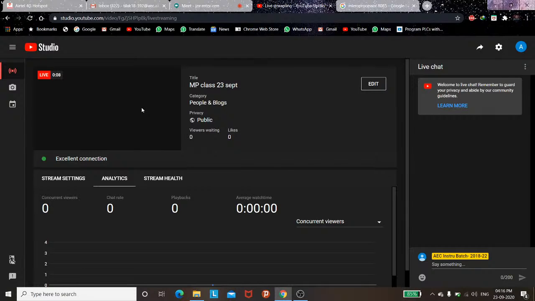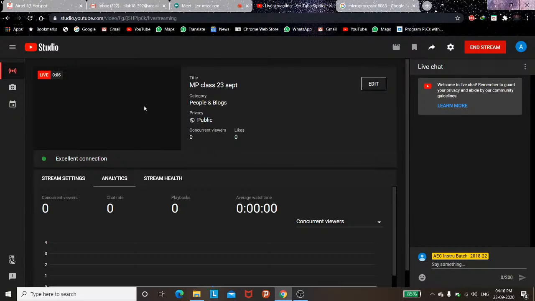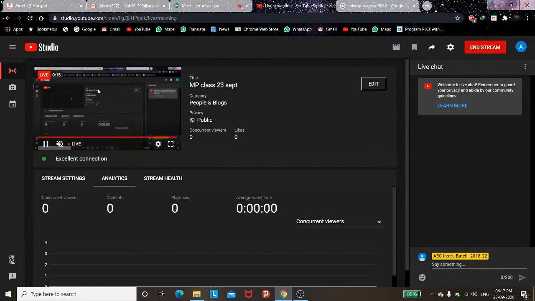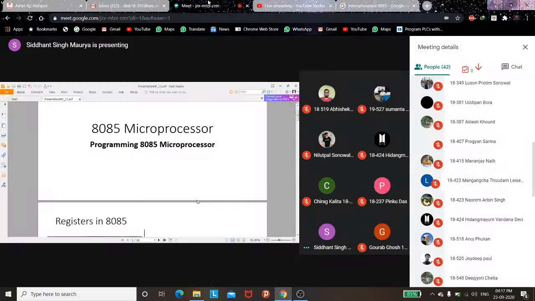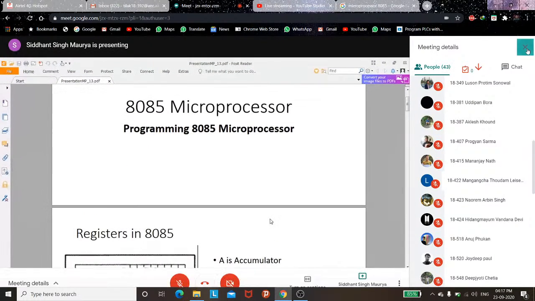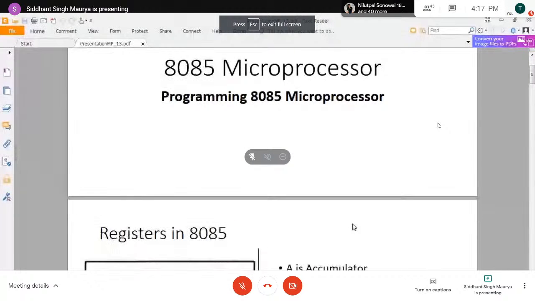We will start from here. So we have covered data transfer instructions, and we have covered arithmetic instructions, and we have covered logical instructions also. So today we will go ahead and discuss the branching instructions. What are branching instructions? The branching instructions are nothing but they change the sequence of the program.